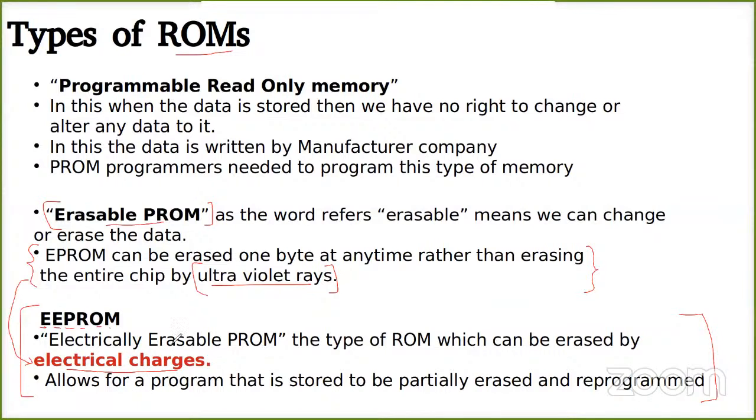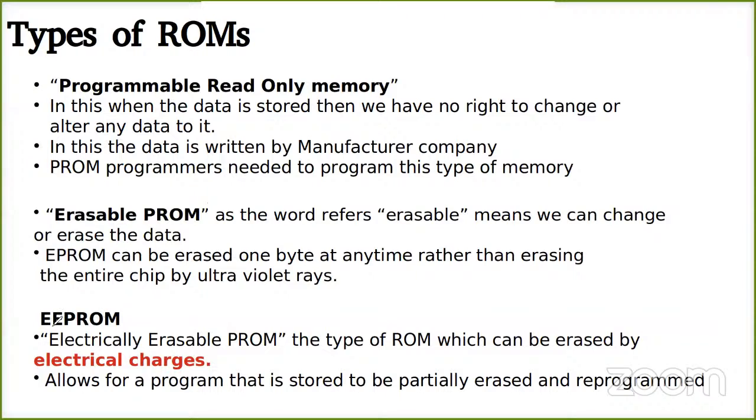So when you can erase it electrically, you do not require UV lights and all. That was the old technology. The new technology is that you can erase it electrically by means of ones and zeros, or discharges and charges. So it is called an electrically erasable PROM. It allows programmable data to be stored partially, erased, and then reprogrammed once again. That is your EEPROM.